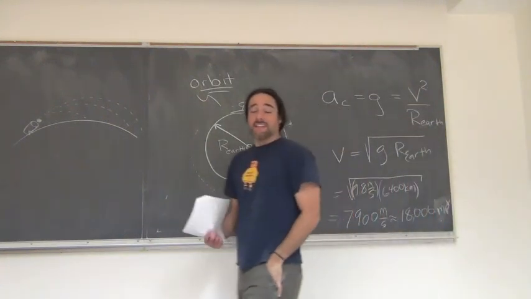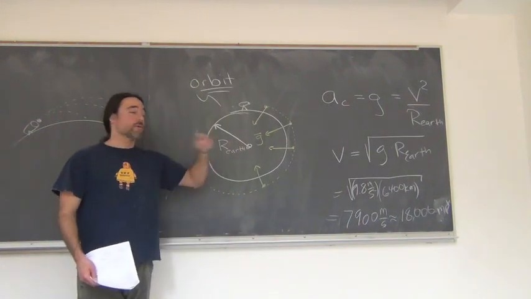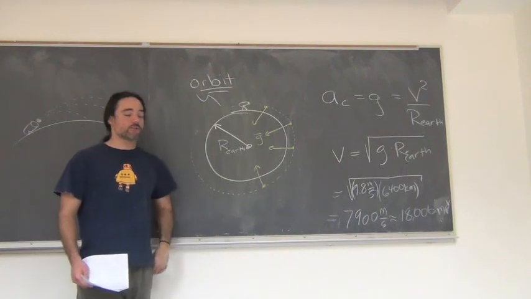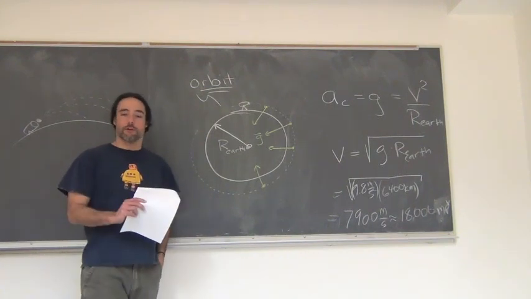So if you can run 18,000 miles per hour, you can jump and orbit a planet the size of the Earth just a foot off the ground. Again, assuming there's no air resistance.